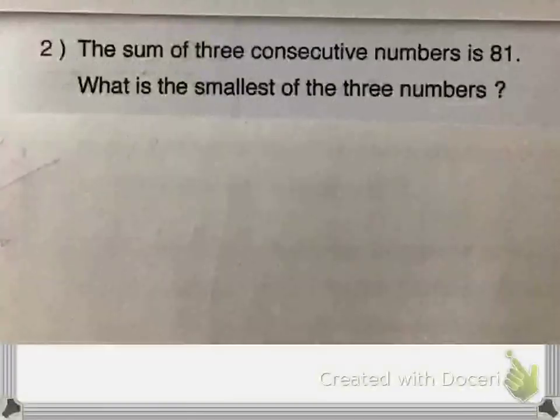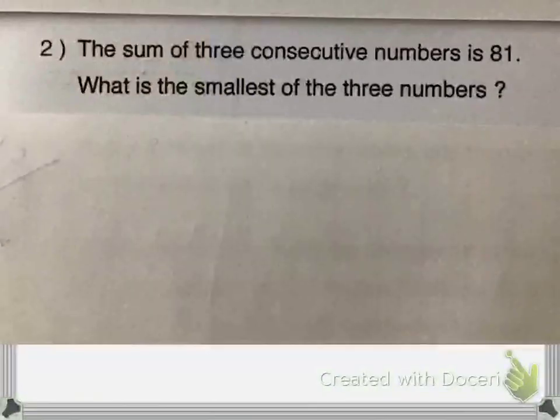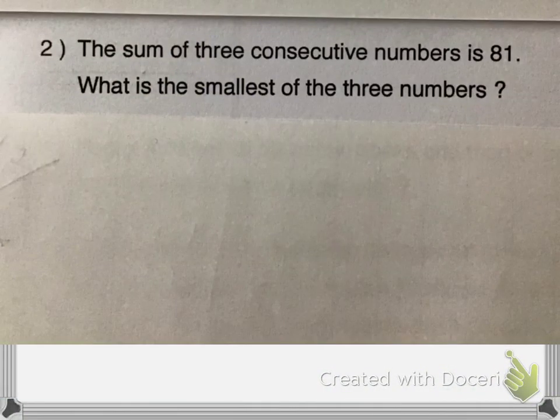So, this is a little trickier. The sum of 3 consecutive numbers is 81. What is the smallest of those 3 numbers? So first we're going to break this down because I know you're not used to some of this. Consecutive. What does consecutive mean? What do we think it means, Rocco? Single? That's a good guess, Ben.